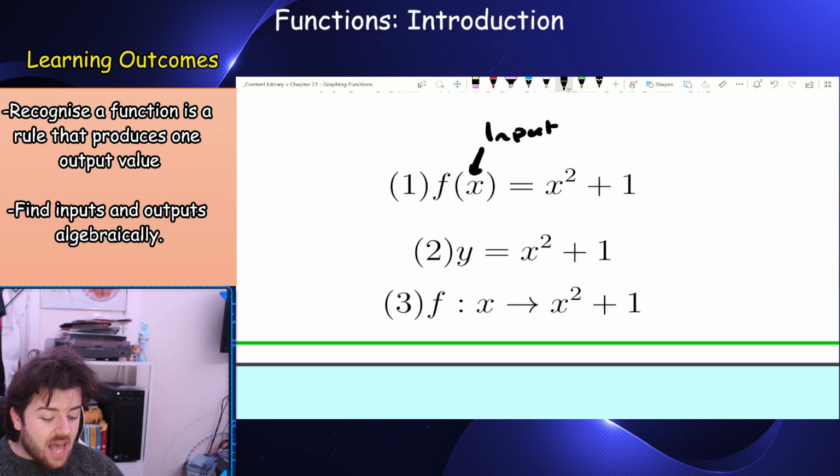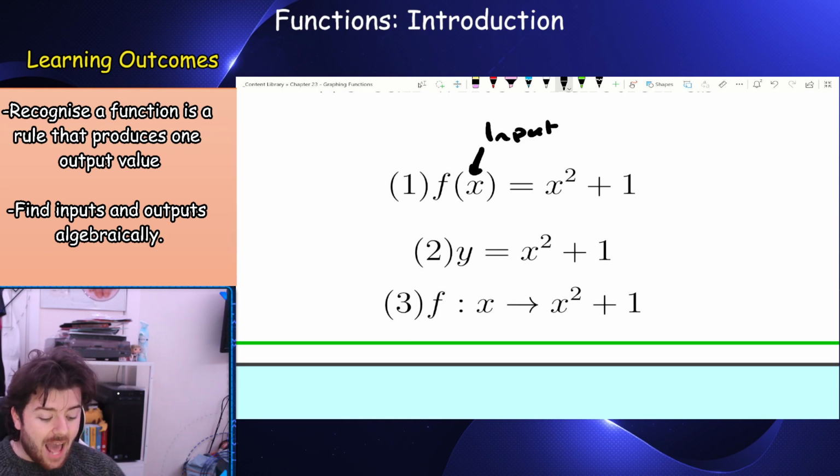So I can write it as f of x, f being the name of my function. I could have a function called f, I could have a function called g, h, i, j, k, l, m, n, o, p. That's what the f is for, it's just the name of my function. Bracket x is just my input, and then equals an algebraic rule I just sub my input into, and that in turn gives me my output. So f of x is my output.